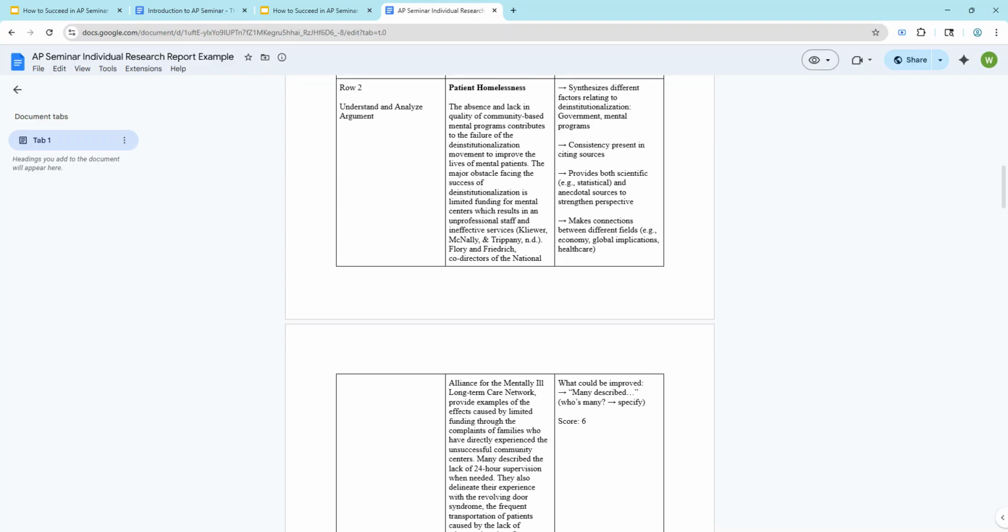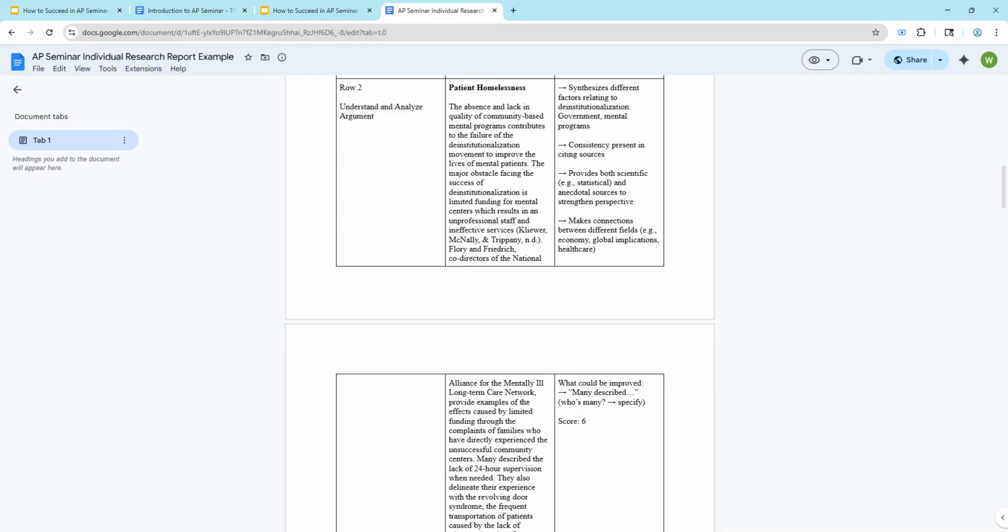So, some strengths. This student synthesizes different factors relating to deinstitutionalization. So government, mental programs, there's different stakeholders clearly explained and analyzed. There is consistency present in citing sources. The student provides both scientific, for example, statistical, and anecdotal sources to strengthen the perspective. The student makes connections between different fields, for example, economy, global implications, and healthcare.